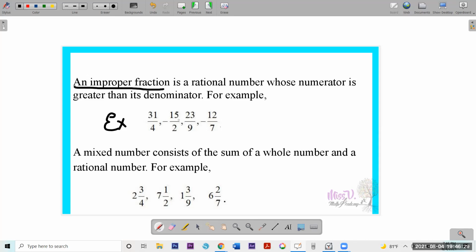All right, so we have an improper fraction and it's the opposite of proper, obviously. So in this case, the numerator is bigger than the denominator. So you have 31/4, -15/2, 23/9. Then you have the next type of fraction, which is the mixed number. So you're also gonna make note of that, a mixed number, and you're gonna write the example of the mixed number. So you should know proper fraction, improper fraction, mixed number. Those 3 are very, very important skills.